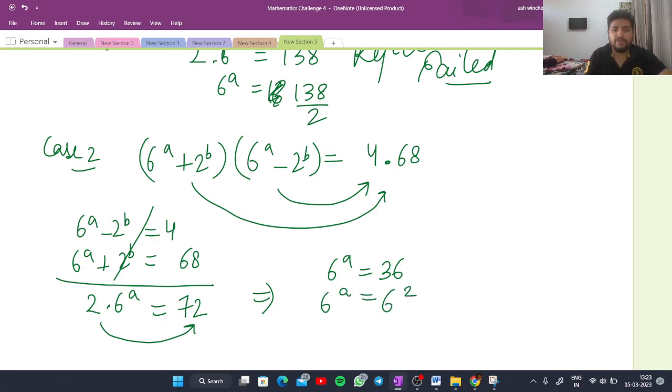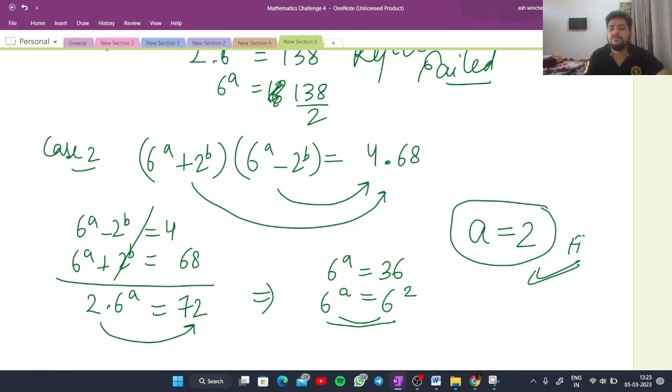Now 36 can be written as 6 raised to power 2. So 6 raised to power a is equal to 6 raised to power 2. They have the same base, so their powers will be compared and they are equal. So a will be 2. We have found the first value, which is 2. Now we'll have to find the second value.